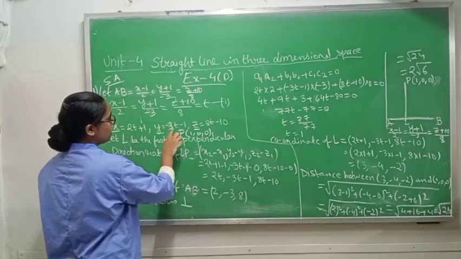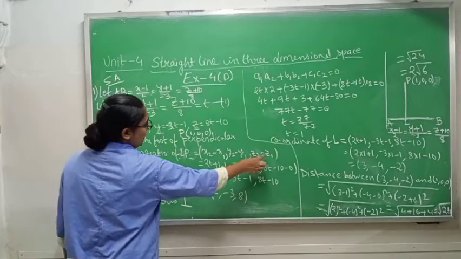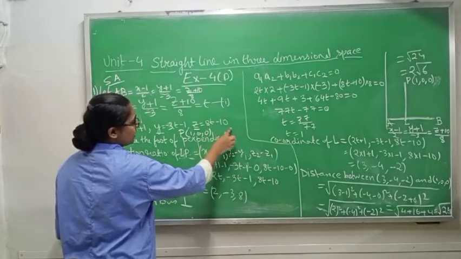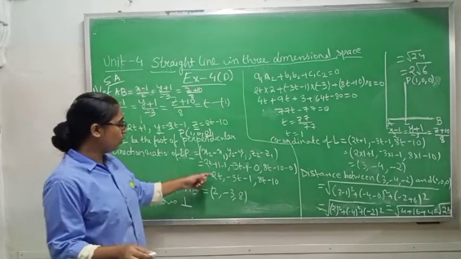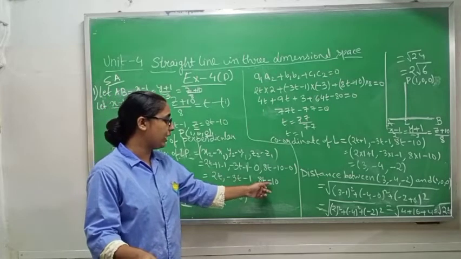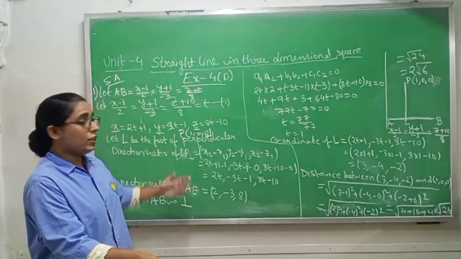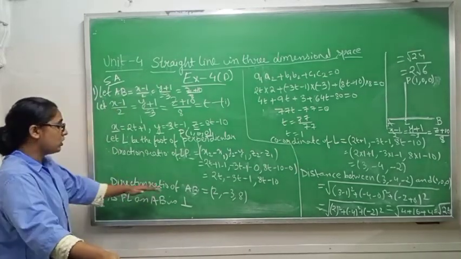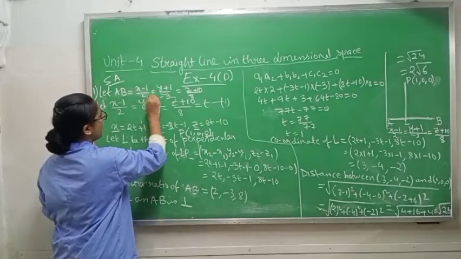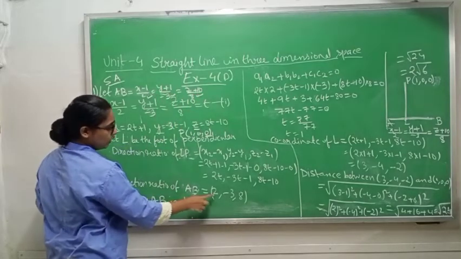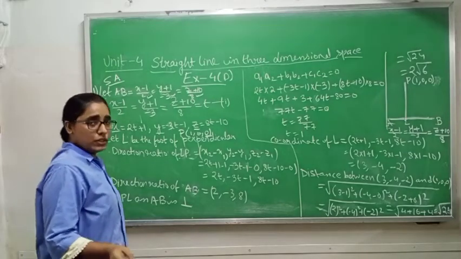Now y2 is minus 3t minus 1, so minus 3t minus 1 and y1 is 0. z2 minus z1. z2 is 8t minus 10, and z1 is how much? 0. So I am getting 2t, minus 3t minus 1, comma 8t minus 10. This one I am getting is the direction ratio of LP, or you can say PL also. Now direction ratio of AB. This is the line AB and you know that the direction ratio is this. Yes or no? So it is coming 2, minus 3, 8. If you forgot, please go to the previous exercise.